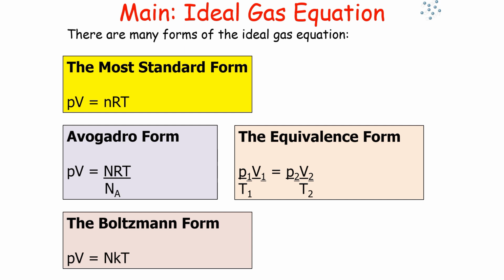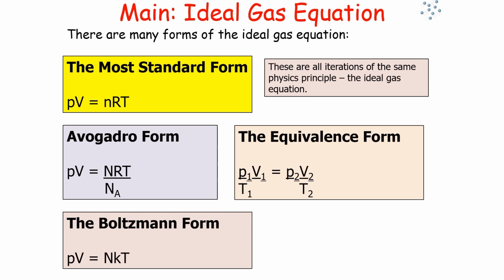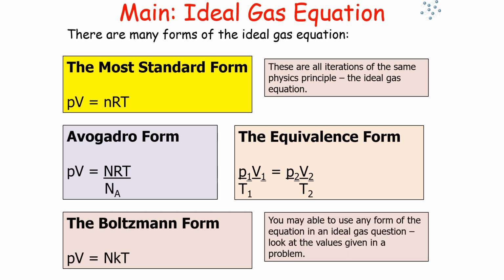PV is equal to nKT. Now please remember these are all iterations of the same physics principle, the ideal gas equation. Now you can use any form of this equation in an ideal gas question, you've just got to look at the values given in your problem.